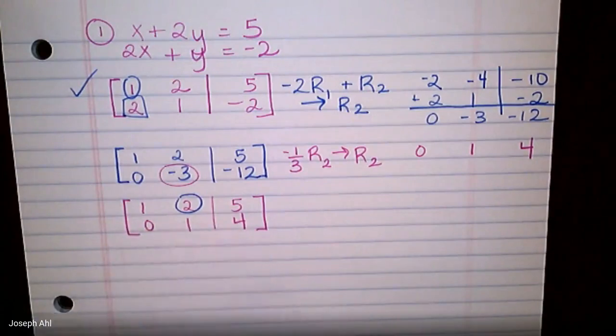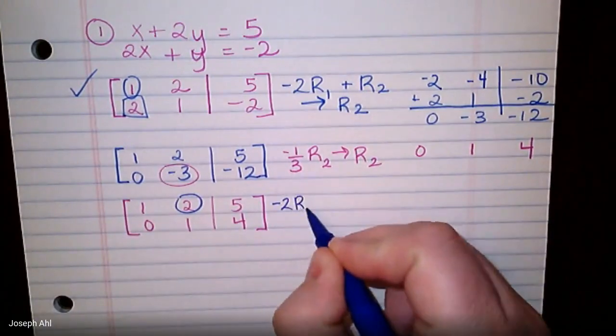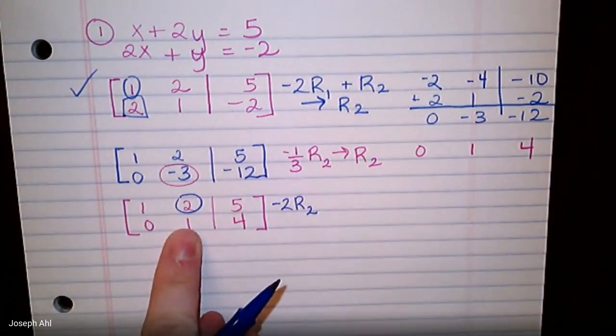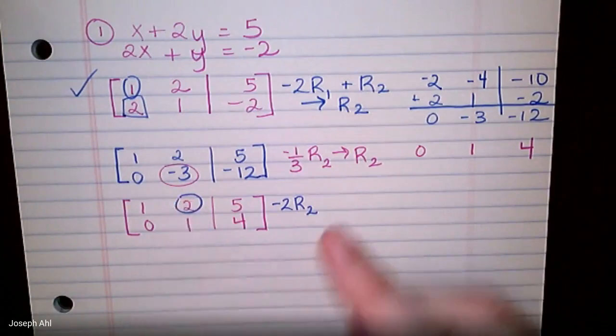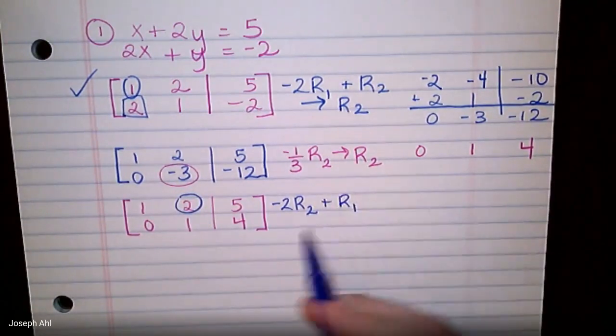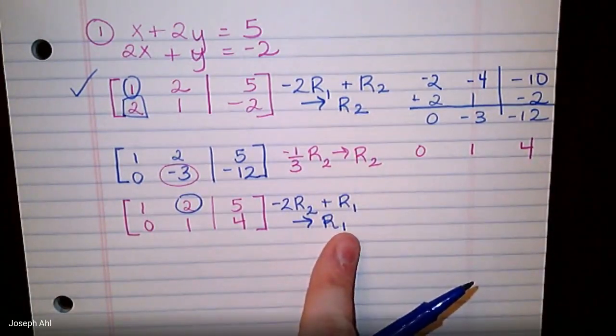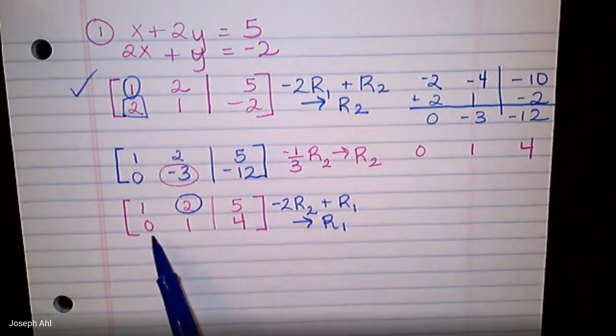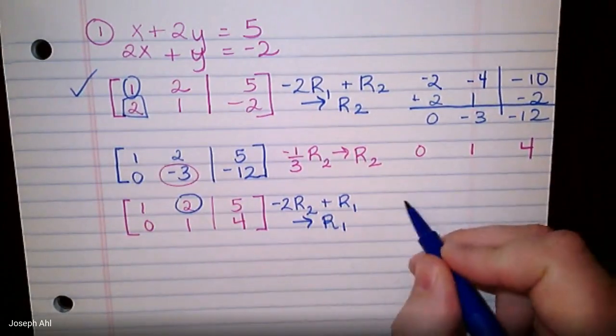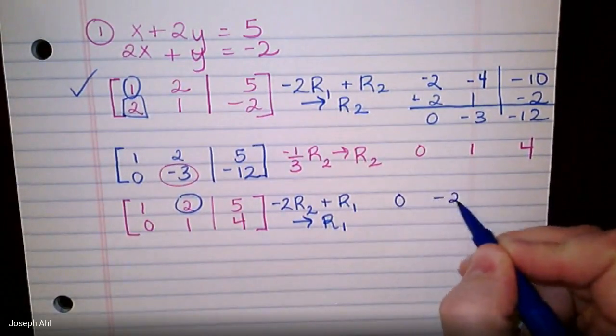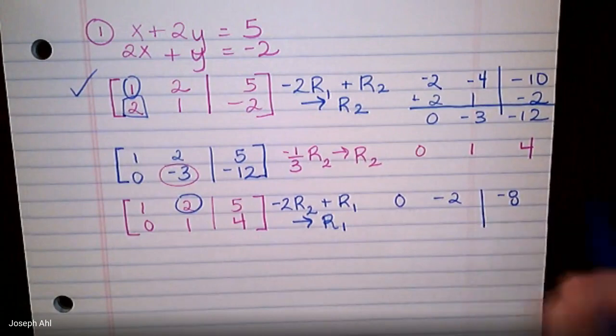This time I'm going to take the second row, multiply it by negative 2, because if this was negative 2, adding it up to the 2 above it in row 1 would make that a 0. That entire operation I'm going to put back into row 1. So let's write down what that would look like. Negative 2 row 2 would be 0, negative 2, and then at the end, negative 8.